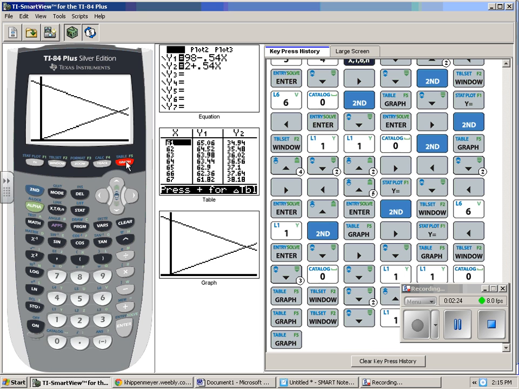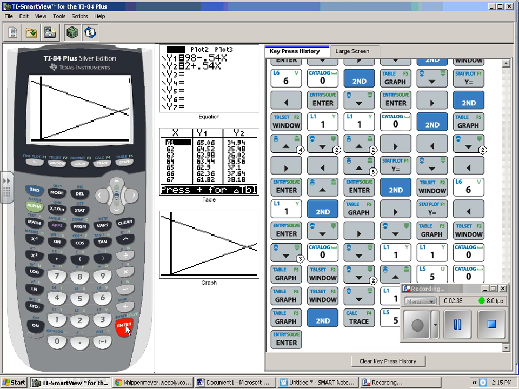So I can see it there on the far right, so I'm going to go ahead and press second trace. I'm going to choose number 5, intersect, and then it's on the first curve, y1, I press enter. It's on the second curve, y2, I press enter. And then it wants to know if I want it to guess. Yes, I want the calculator to figure it out. And it looks like they're going to be equivalent about 89 years after 1960. So 50% of U.S. medical doctors will be male, 50% of U.S. medical doctors should be female according to this prediction, these prediction lines.